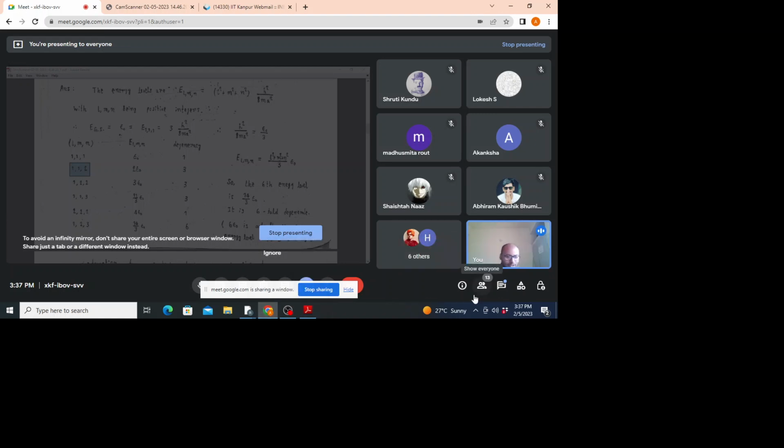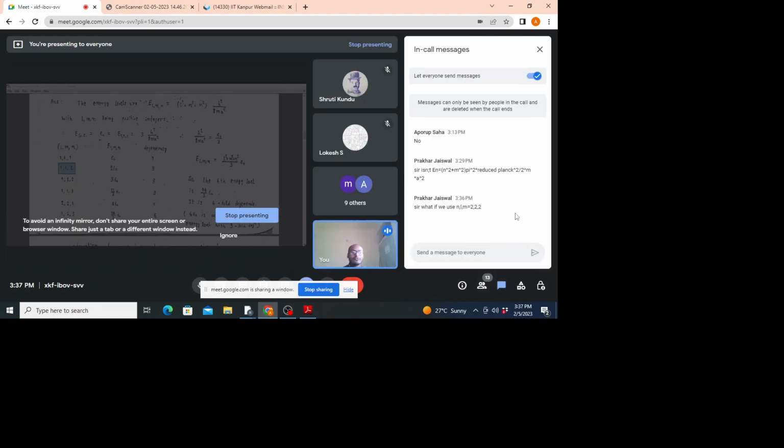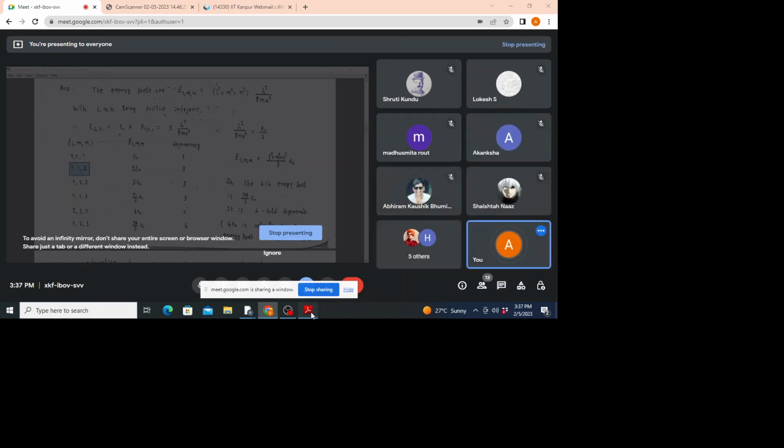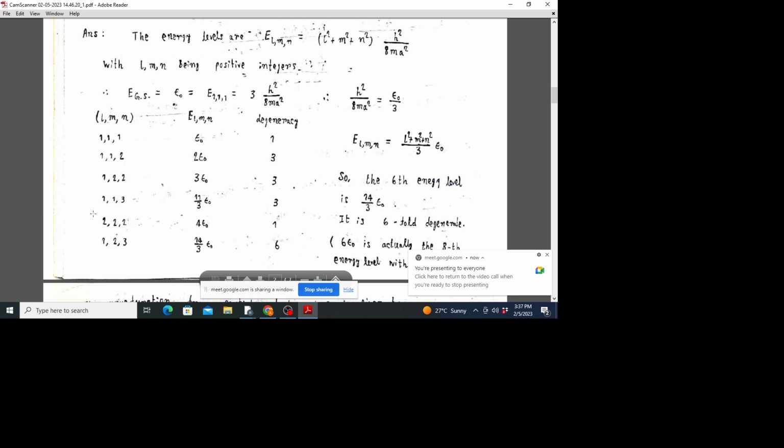As someone is asking, what if we use 2 2 2? You will see that 2 2 2 is of course an allowed energy eigenvalue, but its energy will be higher. So it is not the first excited state, it will be a higher excited state. In fact, you will see that in this table: 2 2 2 is here. It has the energy eigenvalue of 4 epsilon naught, and you can see from the table that it is the fifth lowest energy eigenvalue, so that means it is the fourth excited state.